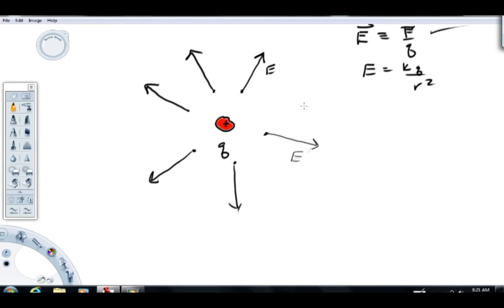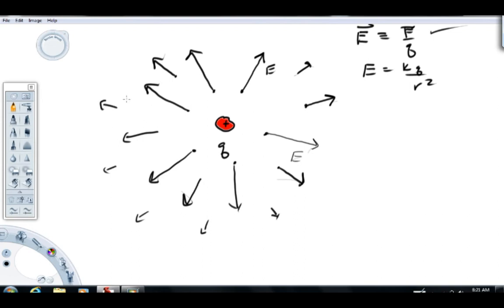If I went further away, say out here, the electric field vector would point away from that charge, but the field would be quite a bit weaker, so I would represent that with a smaller vector. A point like right here, again, the field would point away, but weaker, away, weaker, away, weaker. The further out I get from this charge, the weaker the electric field. So you would represent that with smaller and smaller electric field vectors.